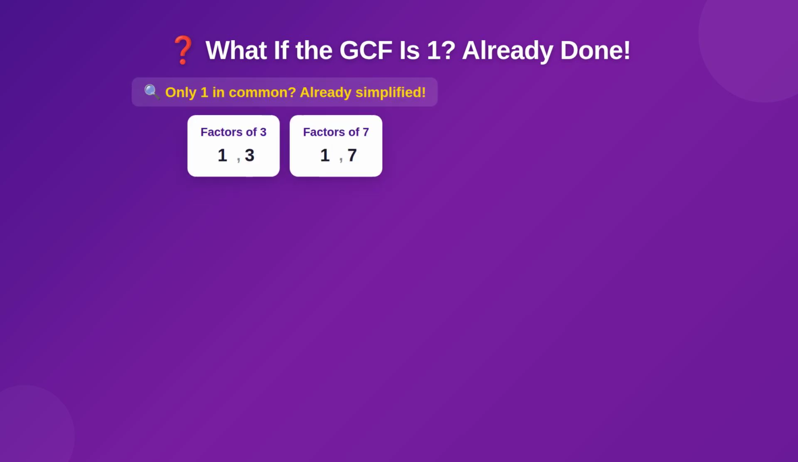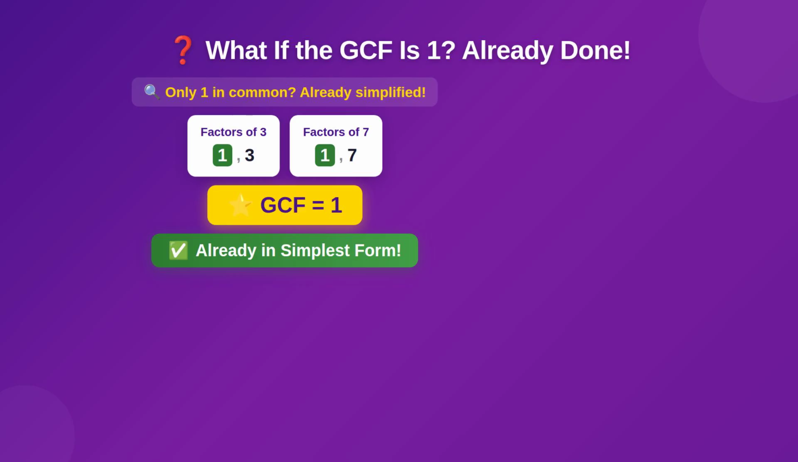What if you list the factors of both numbers and the only common factor is 1? That means the GCF is 1, and the fraction is already in its simplest form. You don't need to do anything.